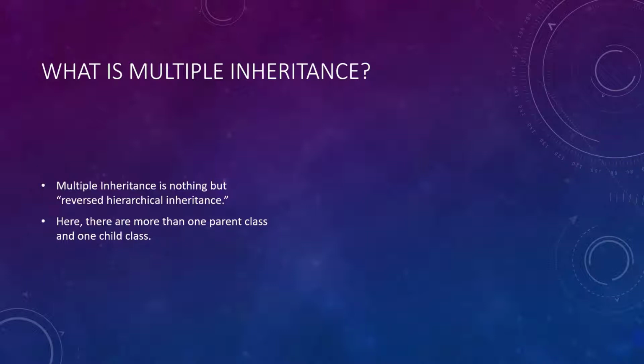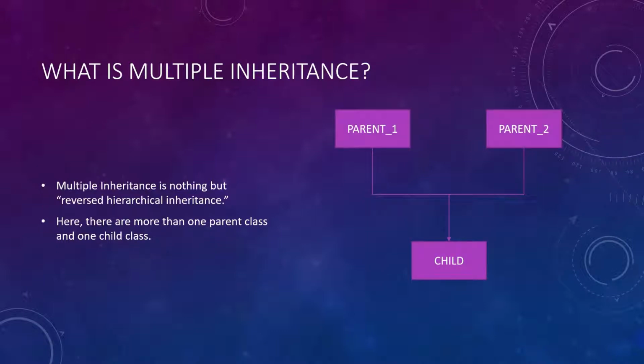To see a blueprint of it, or just a block of it, we can look at it like this. There's parent 1 and parent 2, and the big child is getting access to the objects of parent 1 and parent 2. This is basically multiple inheritance. But this is not supported in Java. Yes, this is not supported in Java.